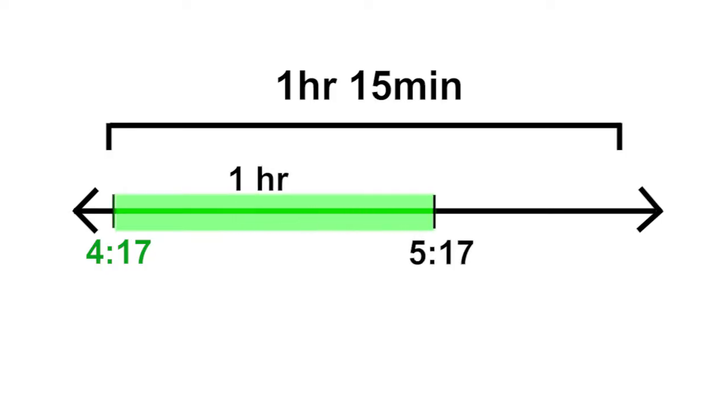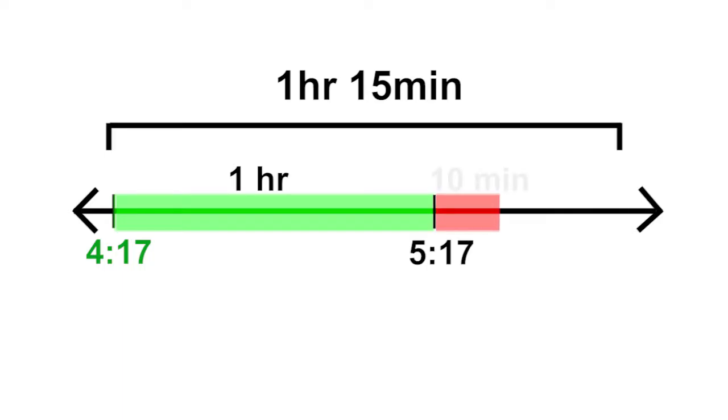First, we will create an open number line. We will mark 4:17 on the number line. That is our start time. We know that the lasagna takes 1 hour and 15 minutes to bake. Let's jump 1 hour on the number line. It is now 5:17. The lasagna still needs to bake 15 more minutes.